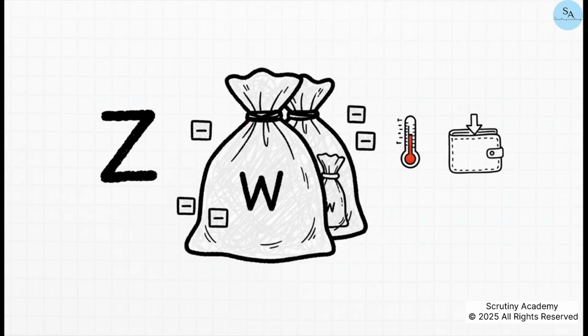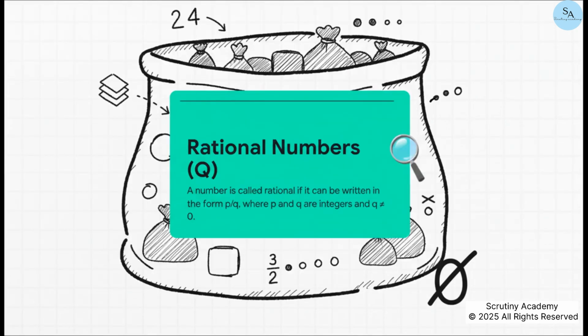Time to expand again. We're going to take our W bag and put it inside an even larger bag labeled Z for integers. Now this bag has everything we've collected so far, plus all of their negative opposites. So -1, -2, -1,000, they all go in here. Suddenly, we can talk about things like temperatures below freezing or being in debt. Pretty useful, right?